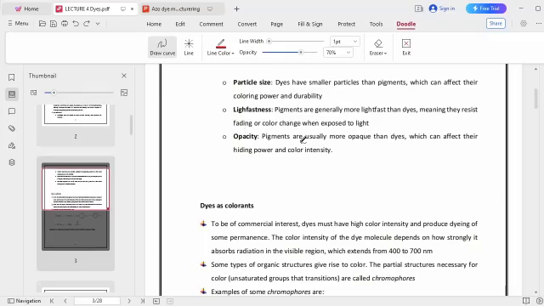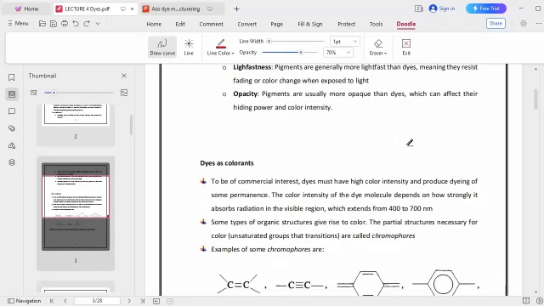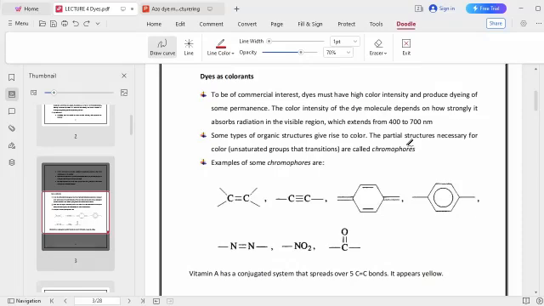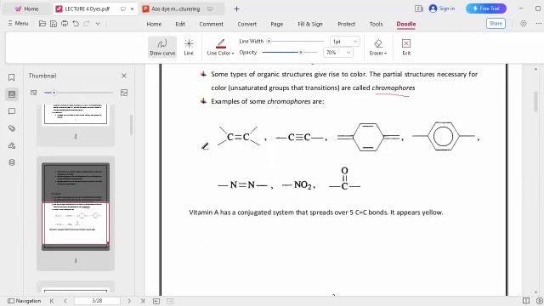And the pigments are usually more opaque than dyes. And then now, how do these dyes form the color? The structures that are responsible for color formation are known as chromophores. So dyes have some groups called chromophores, which are responsible for their color formation. And as you can see, some examples of the chromophores are shown there.